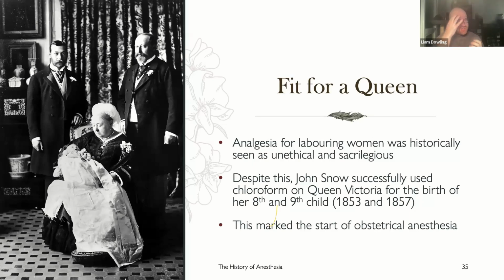But despite this, John Snow successfully used chloroform on Queen Victoria, who is the Queen of the United Kingdom and the head of the Church of England, for the birth of her eighth and ninth child in 1853 and 1857. And basically, very much so, because it was good enough for Queen Victoria, a lot of the naysayers couldn't say much because she was the Queen of England. And practice of analgesia for childbirth started to disseminate through the aristocracy and then eventually down into the general population. And this was really the start of obstetrical anesthesia as we know it.